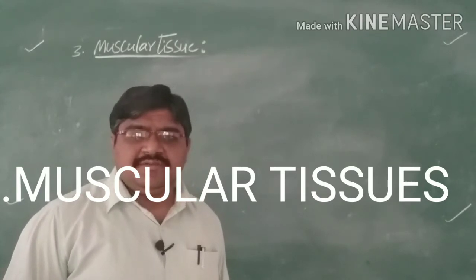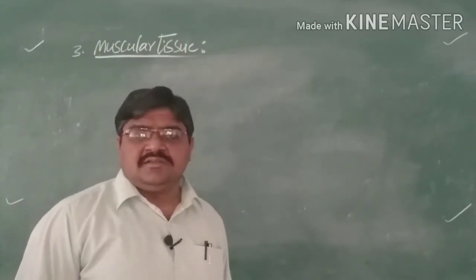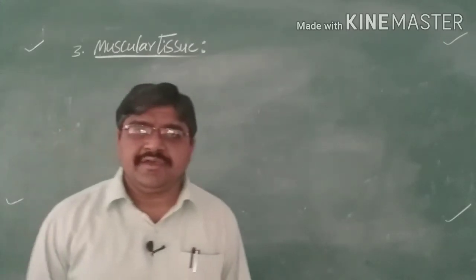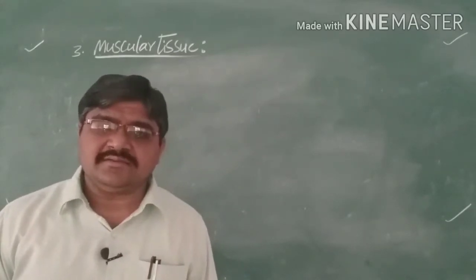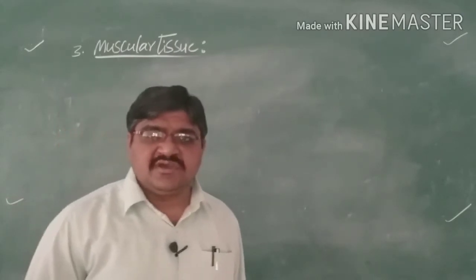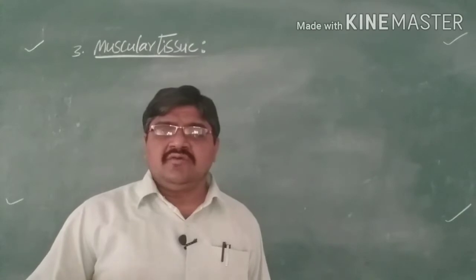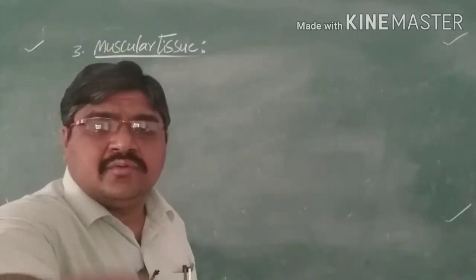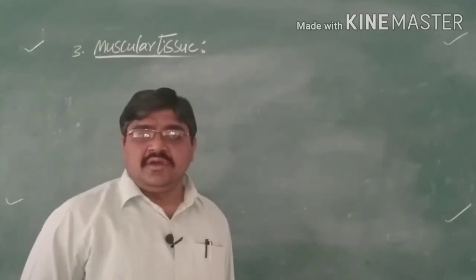Good morning, students. In the last class, we discussed blood, which is a fluid connective tissue. It is a jelly-like substance which transports and connects the different regions of the body, so we call it a fluid connective tissue.